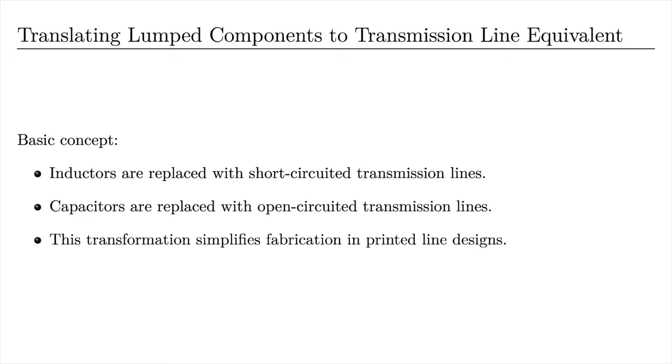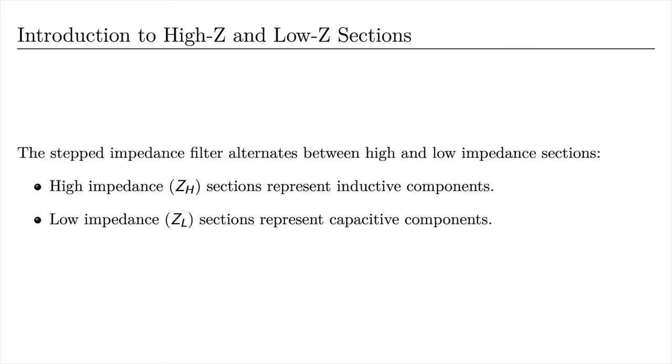Here, inductors are replaced with short-circuited transmission lines, while capacitors are represented by open-circuited lines, making the design more practical for printed circuit layouts. A stepped impedance filter alternates between high and low impedance sections, with high impedance sections representing inductive components and low impedance sections representing capacitive components. This structure mimics the behavior of lumped LC filters.